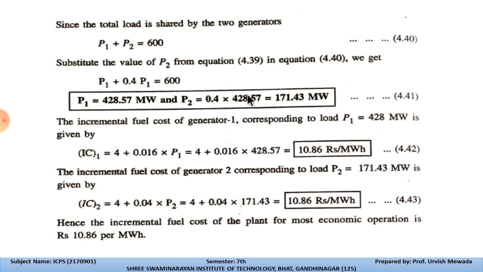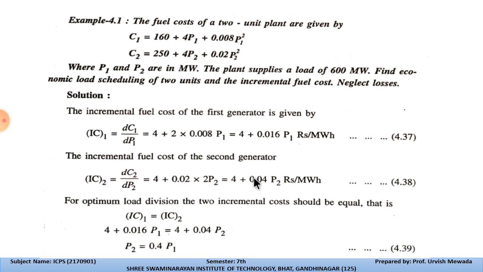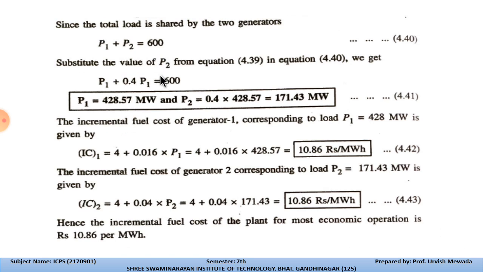So these are the powers generated by P1 and P2, and the incremental fuel cost of generator 1 corresponding to P1. Now let us consider this P1. So IC1 will be 4 plus 0.016, and P1 is what we have found, that is 428.57, so we are putting it over here. So IC1 will be 10.86 rupees per megawatt hour, and in this you can see the cost, that is 4 plus 0.016 P1. So we place the value of P1 over here, that we have found through this equation.